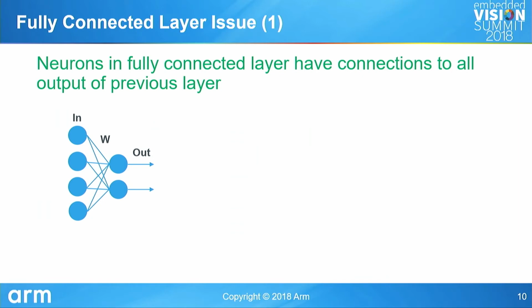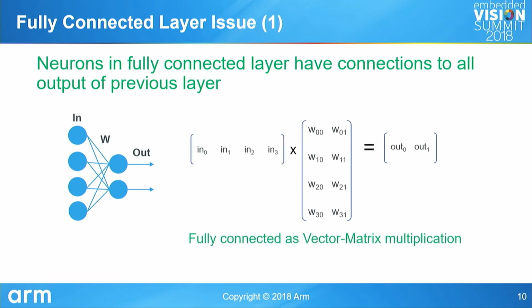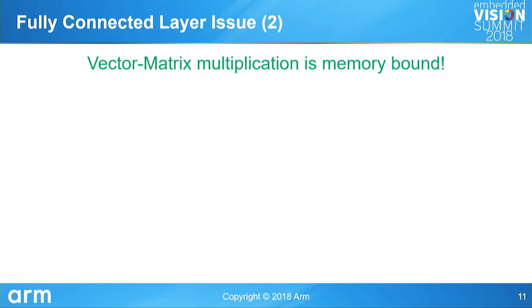To understand this aspect, we need to understand how we implement a fully connected layer. This slide should describe this, because neurons in the fully connected layer have connections to all outputs of the previous layer. So what does it mean? It means a vector by matrix multiplication. But this is a problem, because vector matrix multiplication is memory bound.